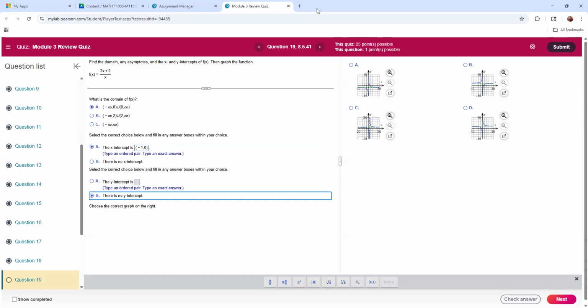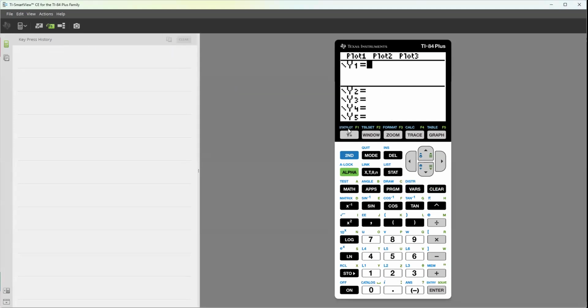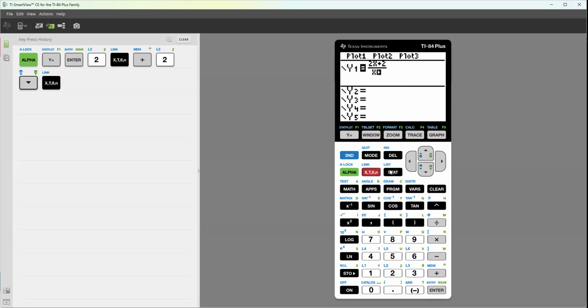So let's go to the calculator and graph this. So we'll go y equals, clear everything off. Since it looks like a fraction, I'm going to hit the green button, the y equals, and enter to get my fraction notation. On top was a 2x plus 2. On bottom was an x. All right, y'all, so let's see. We just want to look at the graph. And it looked like all those graphs were 10 by 10 like I'm set at. So I'm going to hit graph.